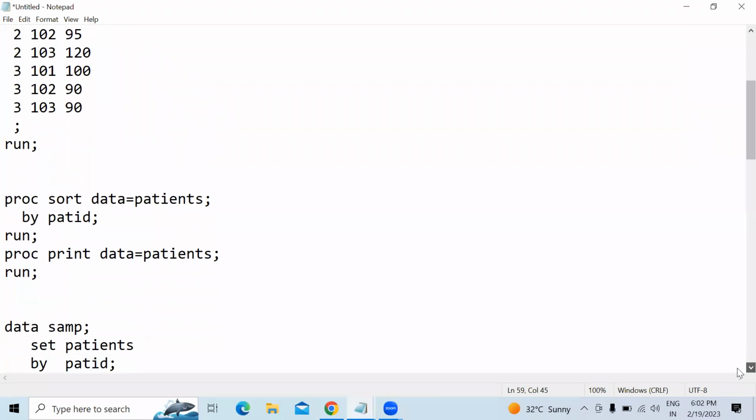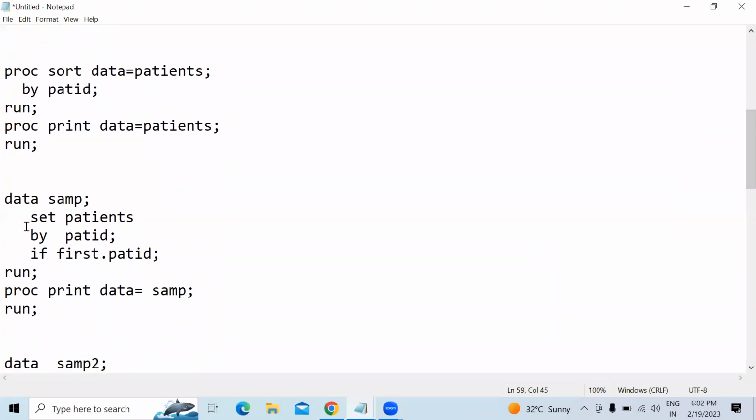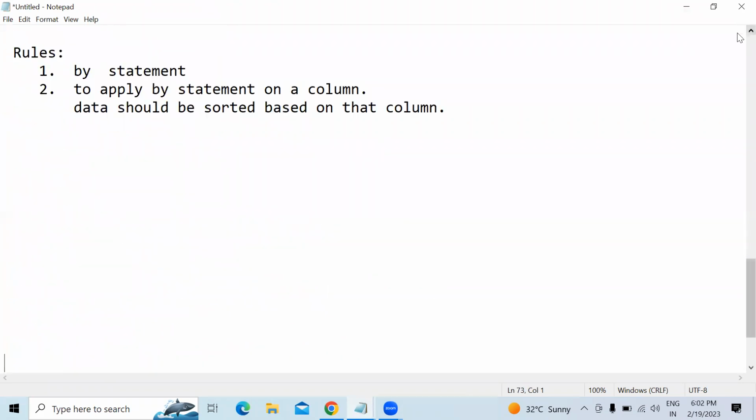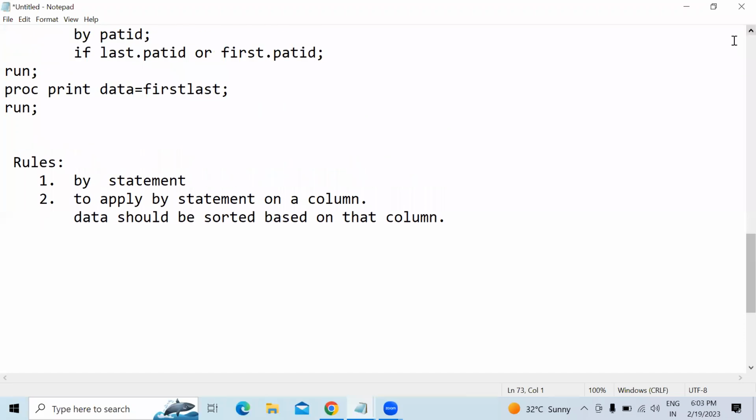Once the sort is completed, you take that sorted data as input. And before applying first dot or last dot, you apply the by statement with that particular column. Without by, you cannot do it. Without sort, you cannot apply by. All of you understood these 2 rules? Remember this. So now the task, I'm changing, I'm increasing a little complexity in the task.